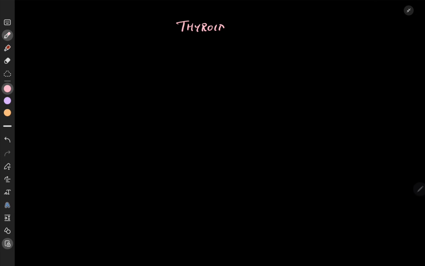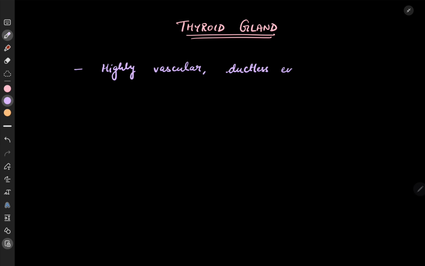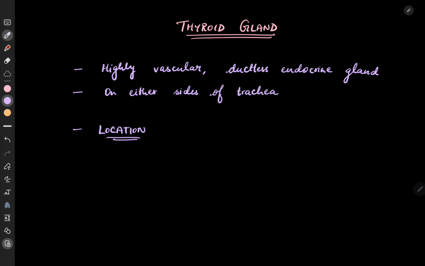Hello everyone. Now let us learn about the anatomy of the thyroid gland. As we all know, it is a highly vascular and ductless endocrine gland which is present in the front on either sides of the trachea. It is located opposite to the vertebral levels of C5, C6, C7 and T1.